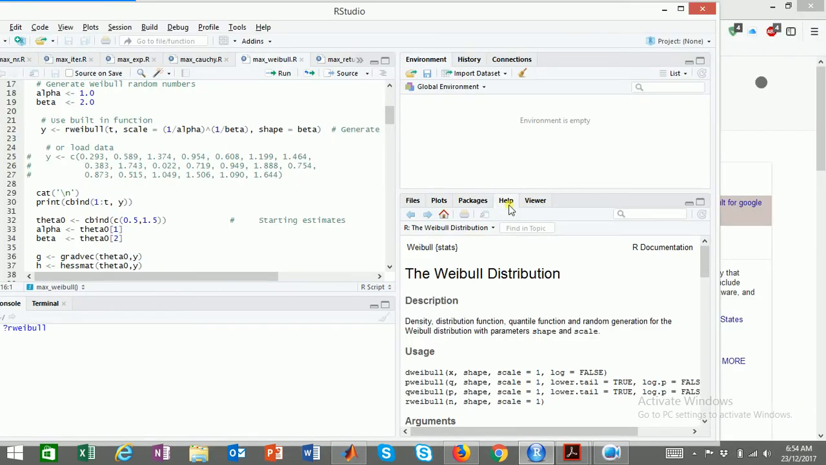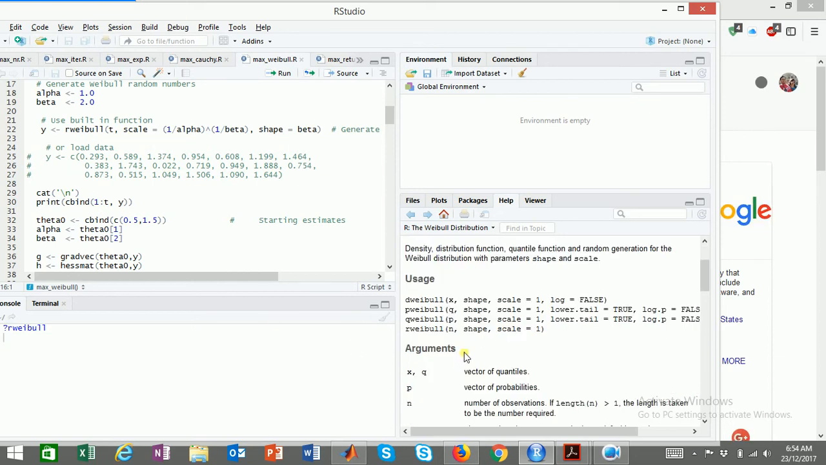The beauty of R is that a lot of distributions are already available, so we're just going to call the Weibull distribution where we have the shape vector, the shape is t, the scale is 1 by alpha to the power 1 by beta, and the shape equals beta. So first x, we're talking about in R, rweibull n is x, then comes shape, then comes scale, or we can just pass scale equals 1.